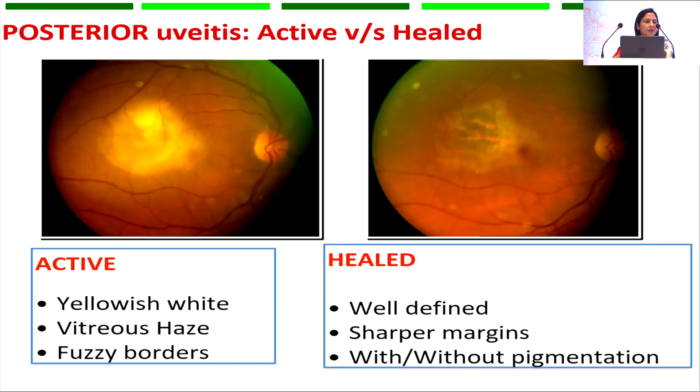When you're looking at a patient and you see something there, you need to know whether that something is active or healed. That is the first thing that you should aim for. Any active lesion would have a yellowish-white border, and vitreous haze may be associated with it, with fuzziness of the borders. While if it is healed, the margins get sharp, and there may or may not be pigmentation. This differentiation is very important, because if it is just an RPE defect that you are seeing, you can prognosticate and go ahead with your cataract surgeries. But if there is anything cheesy, if you see some yellowish thing there, you definitely need to investigate the patient further.